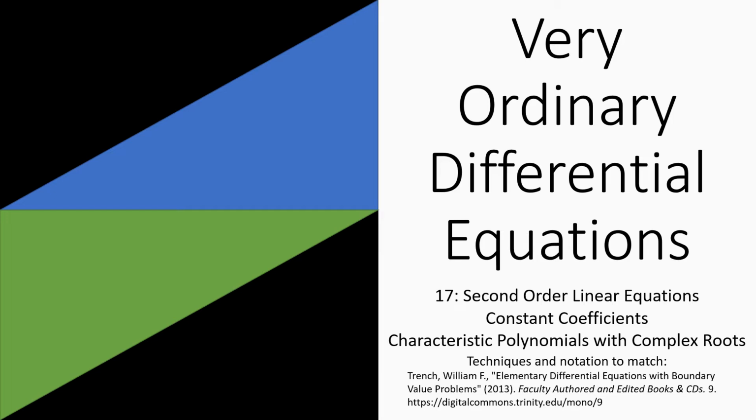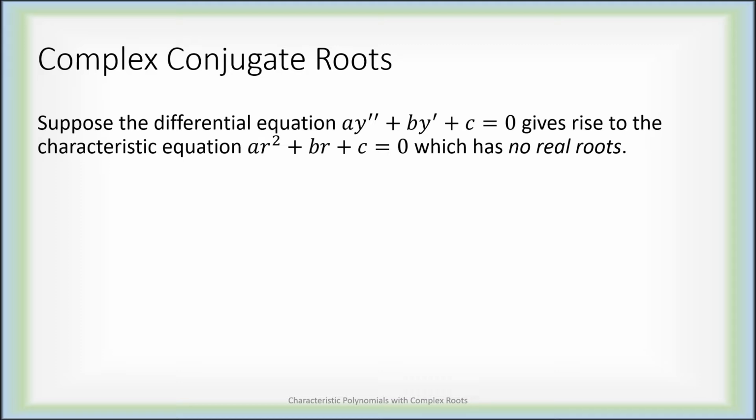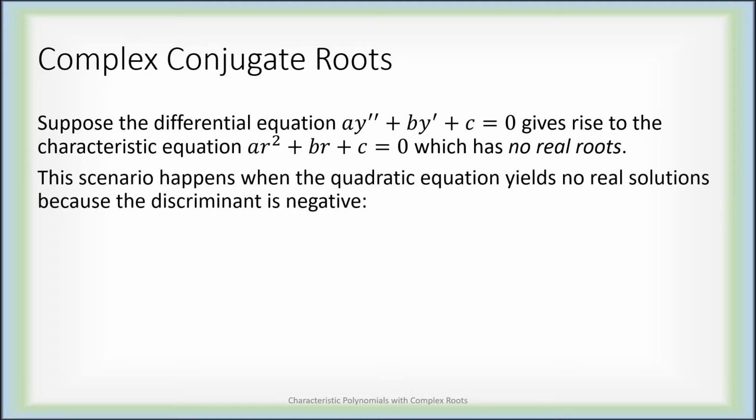In this lecture, we continue studying homogeneous second-order linear differential equations with constant coefficients, but we finally address the possibility that the characteristic polynomial has only complex roots. So suppose we have this second-order linear homogeneous differential equation with constant coefficients, and it gives rise to a characteristic equation that has no real roots whatsoever. This scenario can happen when the quadratic equation yields no real solutions because it has a negative discriminant.